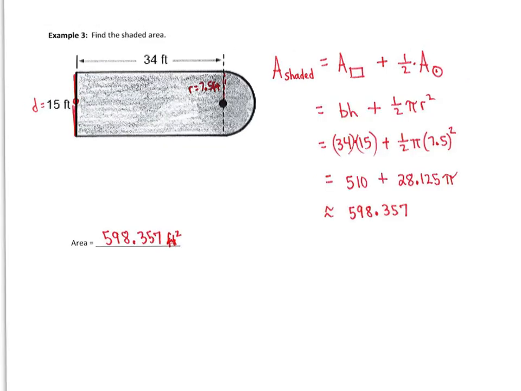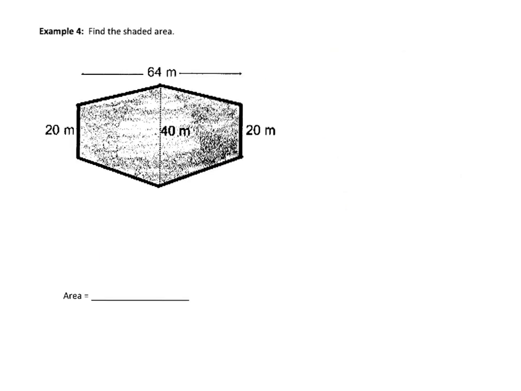And the correct answer, rounded to the thousandths place, is 598.357 square feet. Let's look at the last problem and figure out if we're going to be adding or subtracting and which shapes we're going to add or subtract. Okay, so you guys are right. We're going to be adding 2 trapezoids.